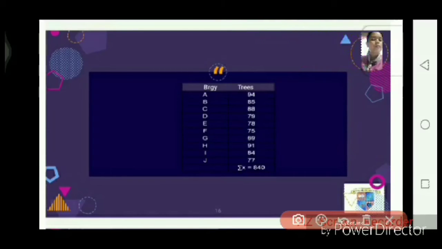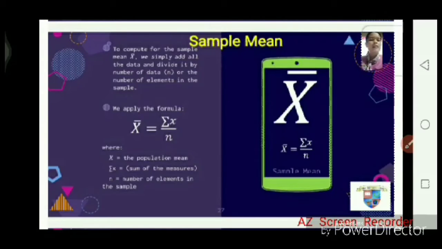Okay? So, next we move to the sample mean. To compute for the sample mean, we simply add all the data and divide it by the number of the data n, or the number of elements in the sample. So, our formula here is summation of x over n.